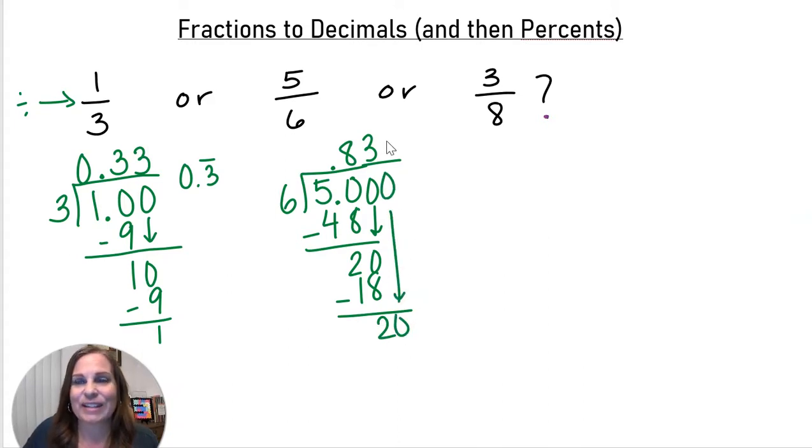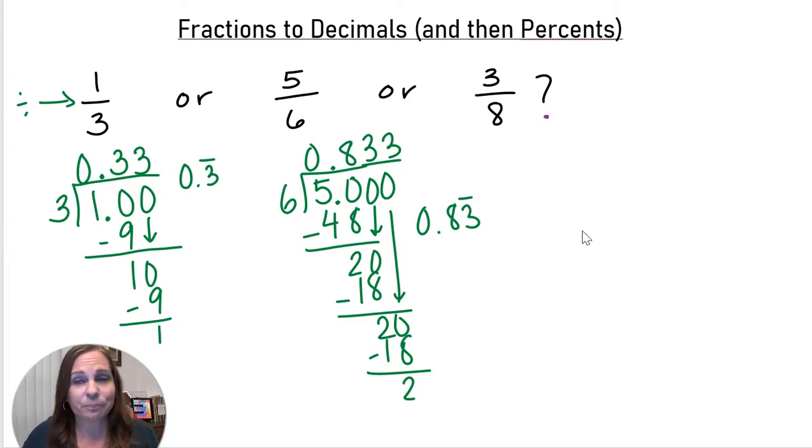6 into 20 is 3. 6 times 3 is 18, right? See a pattern? So this is going to keep repeating. Not the 8, though, only the 3. So the way I would write this repeating decimal would be 0.83 with just a bar over the 3.